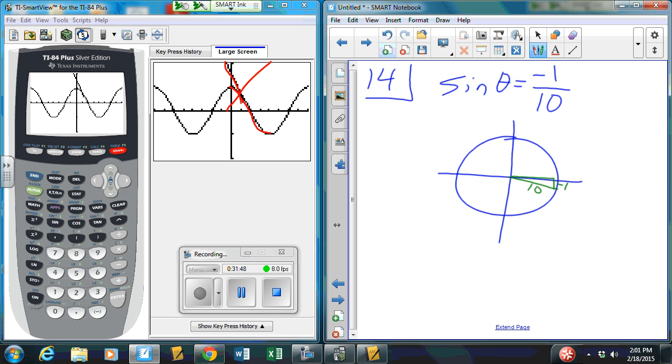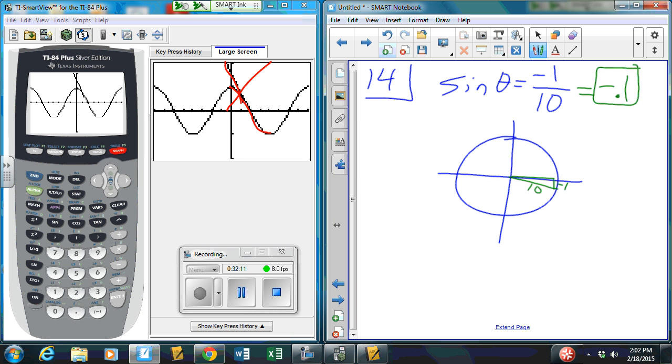So use your calculator. Where do you put your calculator to find this one? Sine inverse of -1/10. What do you get? Negative 0.1, right? Negative 0.1. There's a problem with that answer. What's the problem with that answer?